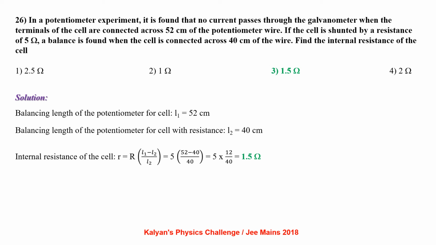Balancing length of the potentiometer for the cell is 52 centimeter. Balancing length of the potentiometer for the cell with resistance is 40 centimeter. So the internal resistance of the cell, small r equal to capital R times (L1 minus L2) by L2, which comes out to be 1.5 ohm.